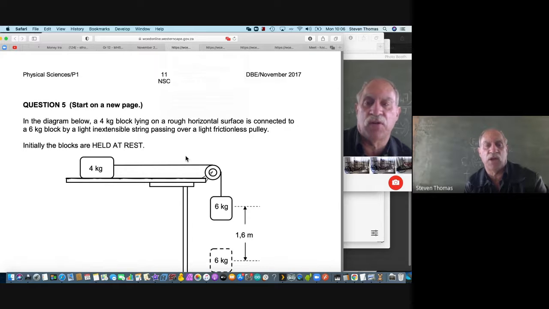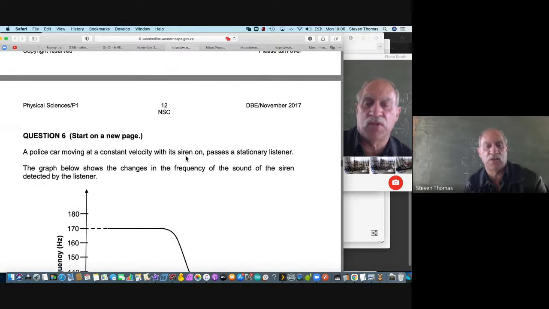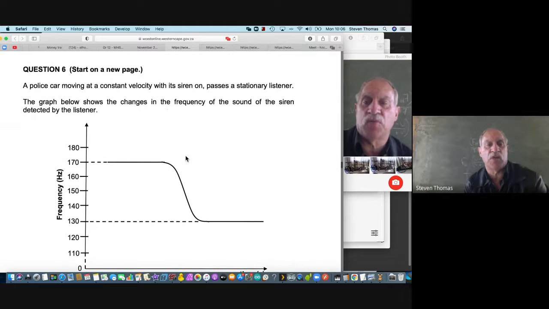Let's just have a look at 2017. A police car is moving at a constant velocity with its siren on. It passes a stationary listener. So here the source is moving and the listener is stationary. Here's the frequency of the sound of the siren detected by the listener. There's a high and there's a low. This is the siren as it's coming towards, and this is as it's going away.